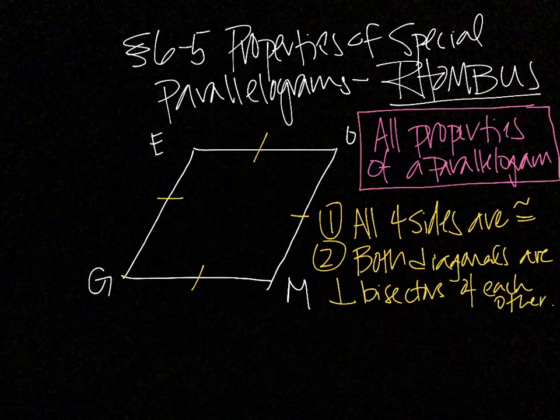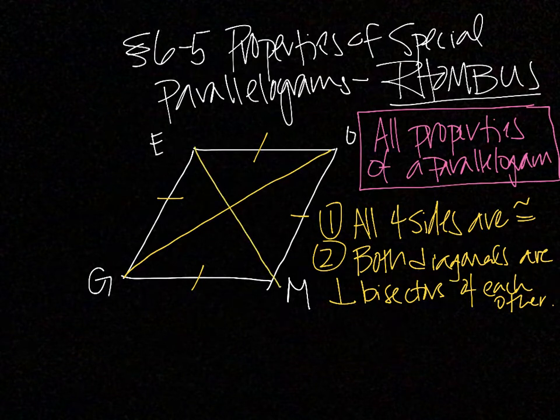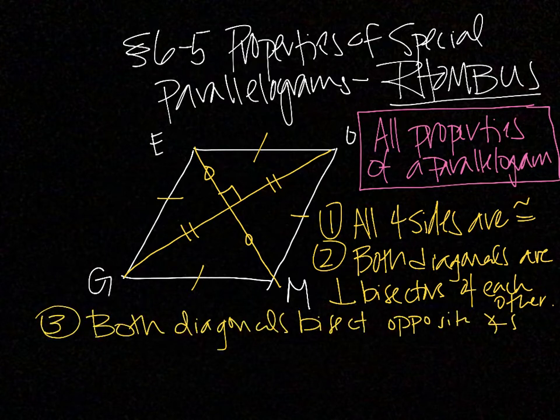We also know that each of the diagonals is a perpendicular bisector of the other, and that's rooted in our equidistance theorems. We have points that are equidistant from endpoints in both places. So that creates perpendicular bisectors of each other.